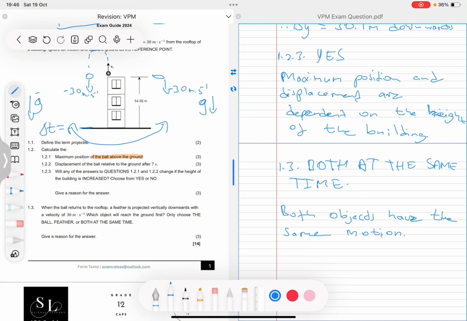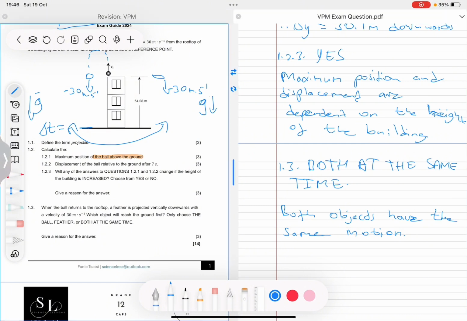Both objects have the same motion. They have the same velocity, they cover the same height, they move at the same rate, meaning the acceleration due to gravity. So they'll take the same time to hit the ground. And not only that, they will also hit the ground with the same final velocity here. Right, so that's how you answer that question.